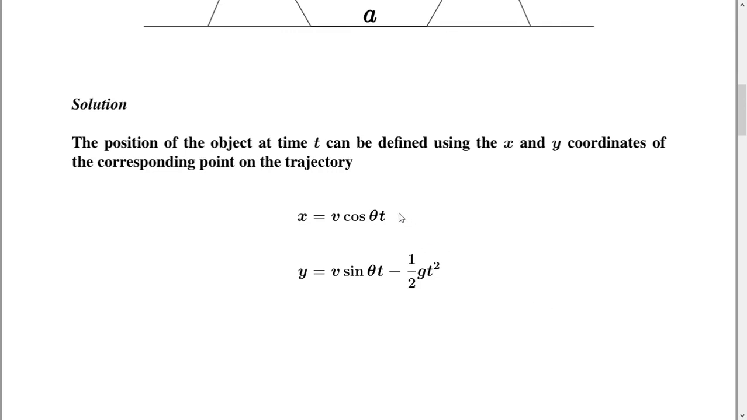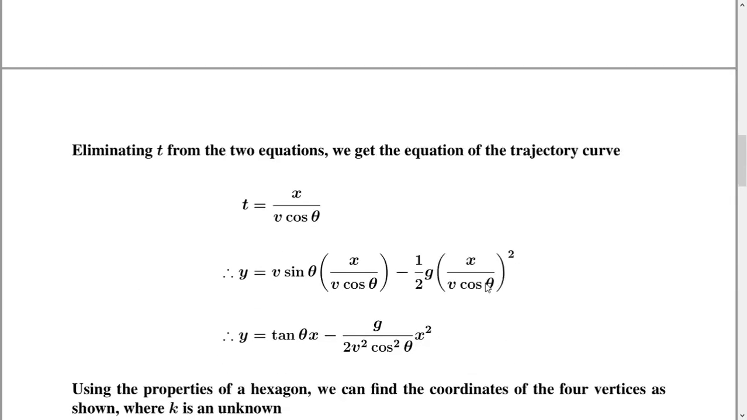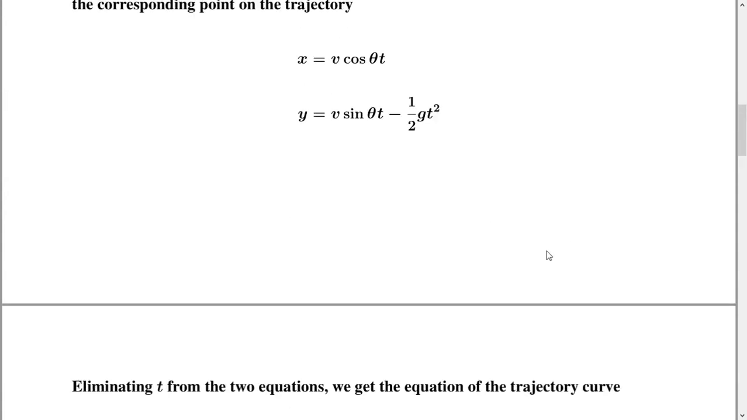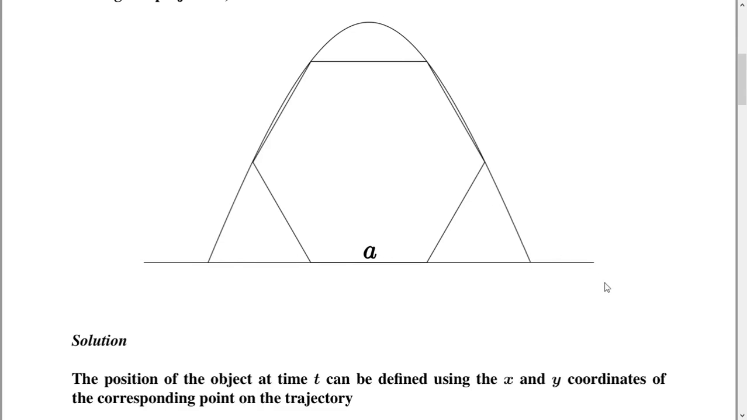How can you do that? You can do that by eliminating t from these two equations. Right? What happens when you eliminate t? From the first equation, you get t equals x by v cos theta. Putting that value of t in the second equation, you get y equals tan theta x minus g divided by 2v square cos square theta times x square. So this is an equation in x and y. And this is the equation which defines this curve, the trajectory.